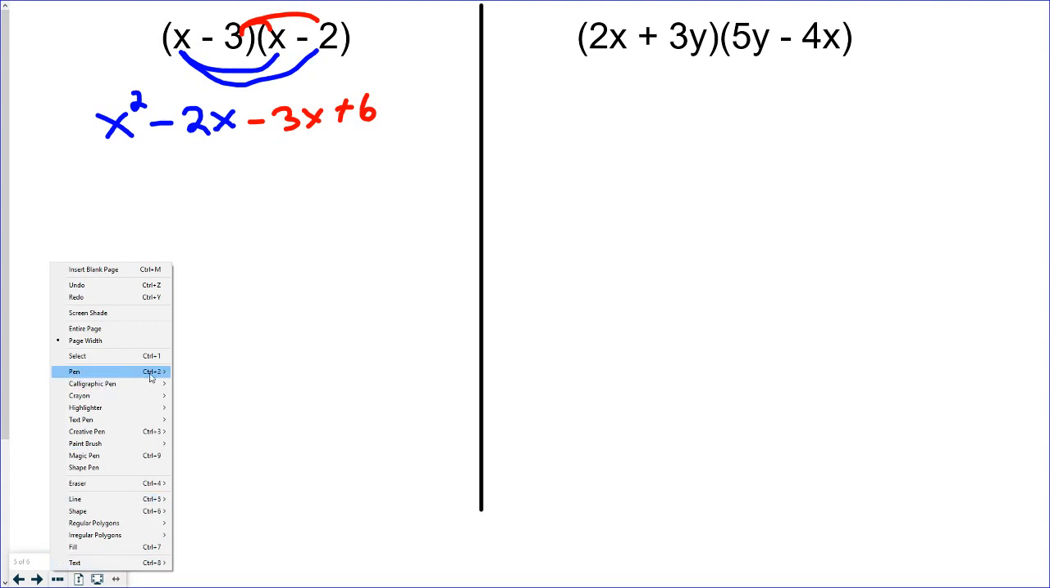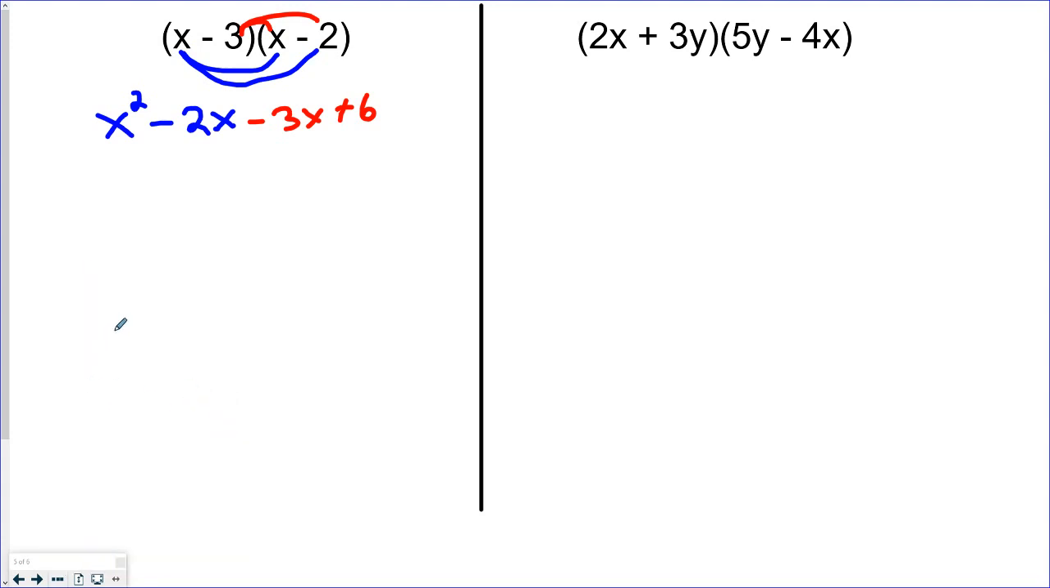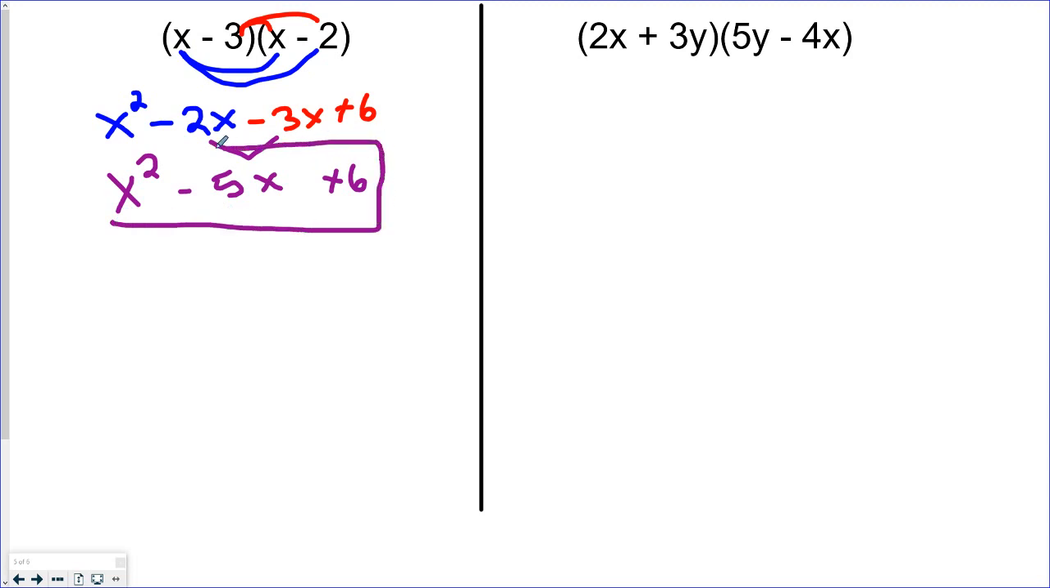And then we start the last object of combining our like terms. Well, there is no other x squared, so that stays. There is no other constant, so plus 6 will stay. But my two middle terms, negative 2x and negative 3x, those will combine together and give me negative 5x. So this would be my simplified answer. X squared minus 5x plus 6. Again, start with 4 terms, end with 3. That's what we call simplifying.